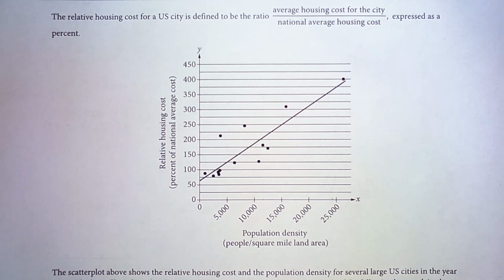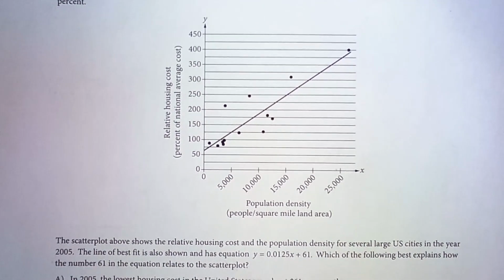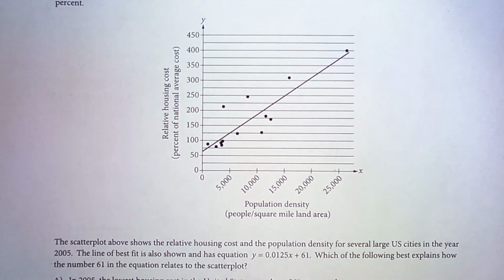as a percent. So here we have a scatter plot, and the scatter plot shows the relative housing cost and the population density for several large U.S. cities in the year 2005. So every dot on here represents a large U.S. city. The line of best fit is also shown and has the equation given here.